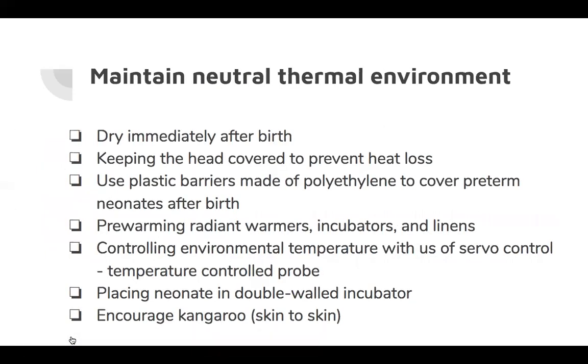Maintaining neutral thermal environment. We talked about that. Keeping the head covered, keeping the baby in the warmed incubator, encouraging skin to skin if the baby is allowed out of the incubator, pre-warming, making sure everything that you're using is warmed up. If you're going to be using your stethoscope, warm that up. They actually have their own stethoscope, so they should have their own equipment right at their incubator.